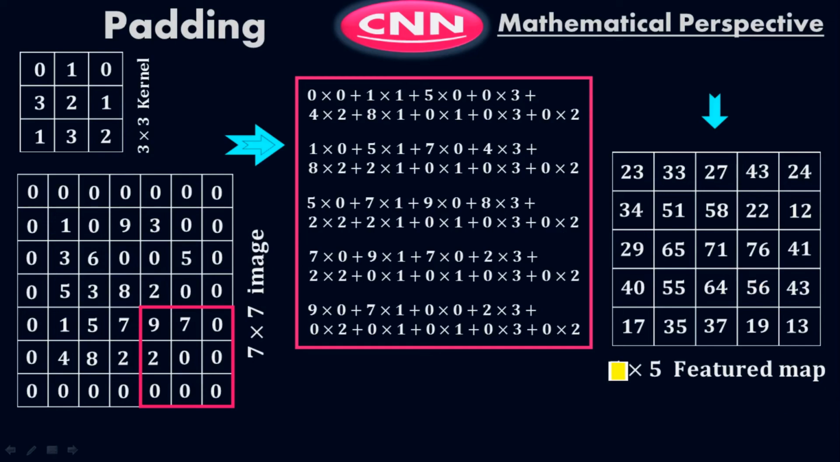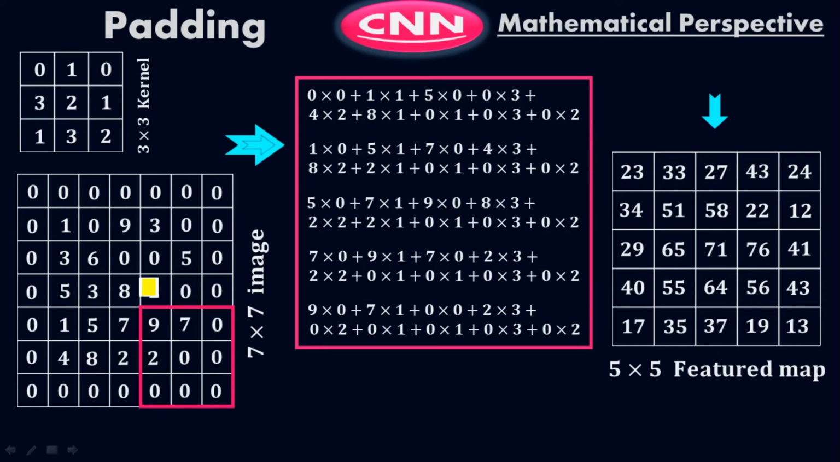So the same 5 by 5 dimension we got in the featured map, which is the new version of the input image, with the same features, with all the reserved features of the input image. I hope it is very clear now what is padding, what is stride, why we need padding. We need padding to reserve all the features.